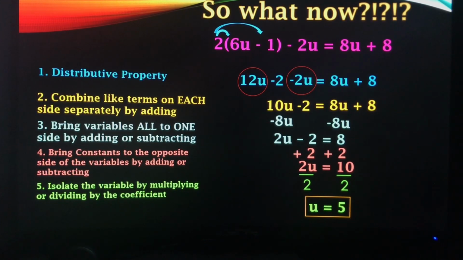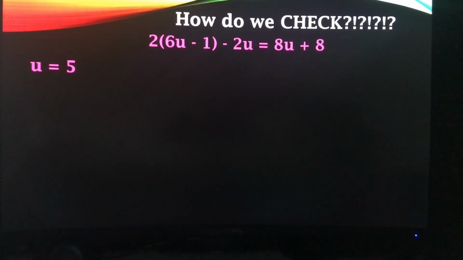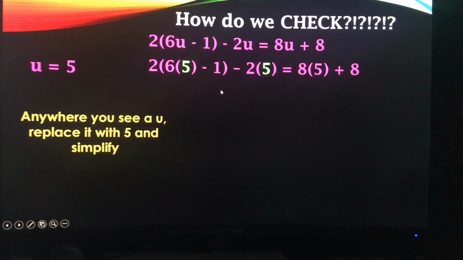Now, I said there were 6 steps. My 6th step is to check. What does it mean to check? Well, we just solved on our last slide and we said that u equaled 5. So I've got my original equation. The best bet, anywhere you see a u, replace it with what you said it equaled. We said it equaled 5. So I'm going to replace u with 5.